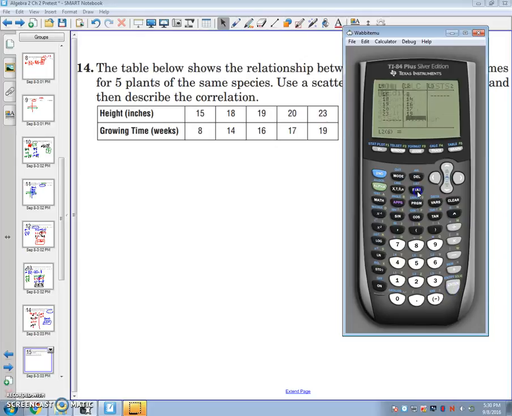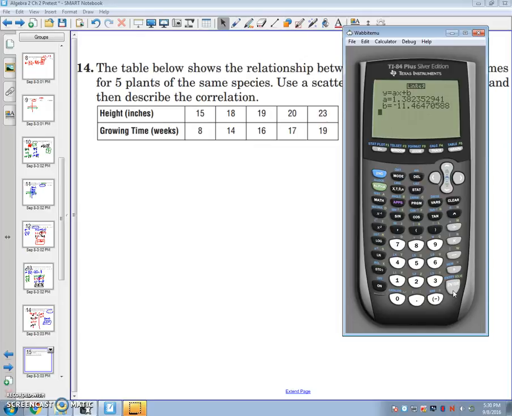Once you enter the data, press stat again, go right to calc, down to linear reg. Number 4, enter all the way down, calculate. We get this. So y equals ax plus b. A is positive 1.382 and b is negative 11.465. So that's my prediction equation, and I'll write that down.